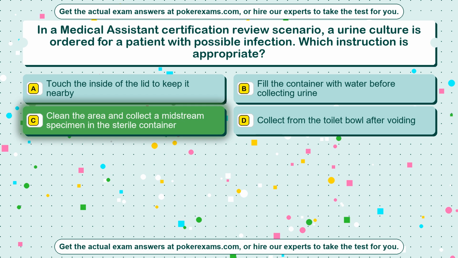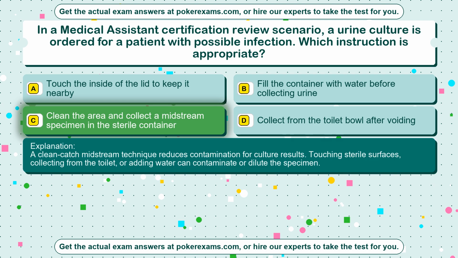The correct answer is option C, clean the area and collect a midstream specimen in the sterile container. A clean catch midstream technique reduces contamination for culture results. Touching sterile surfaces, collecting from the toilet, or adding water can contaminate or dilute the specimen.